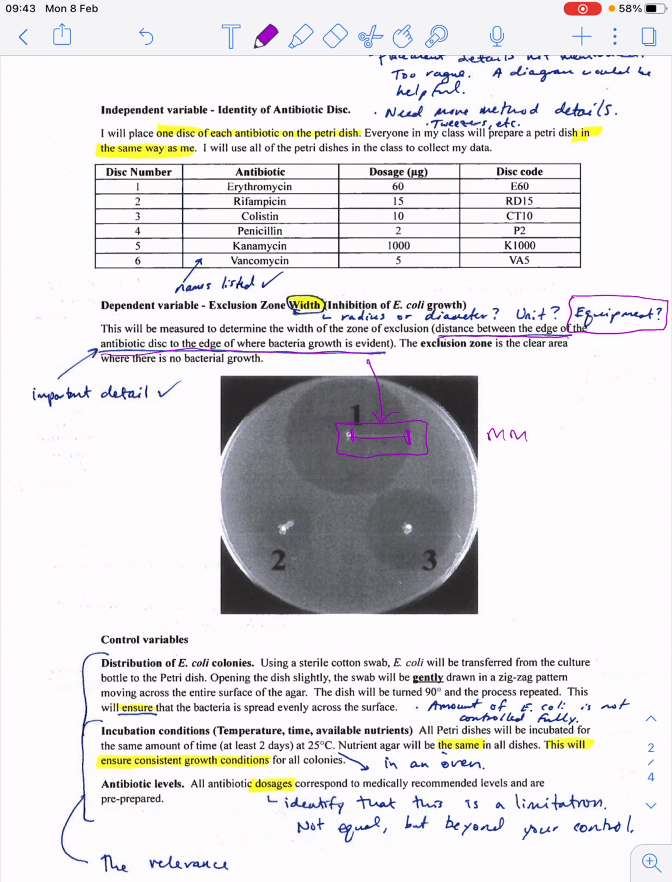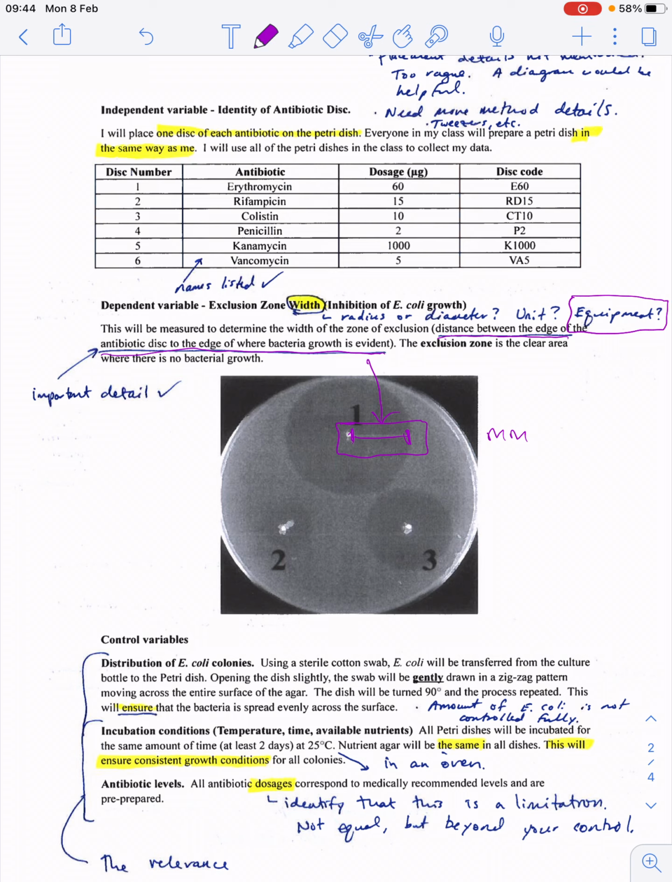This method doesn't really outline the method for laying them out on the dish, right? So is there a particular order that you're going to lay them out in? Is there a particular distance that you're going to have between them? There's nothing about that. There's a lot of lacking detail here in terms of how you're actually going to place the discs around the plate.